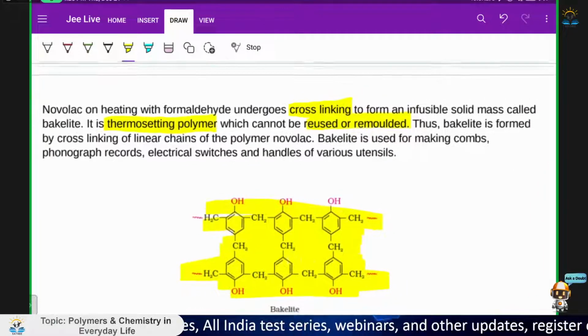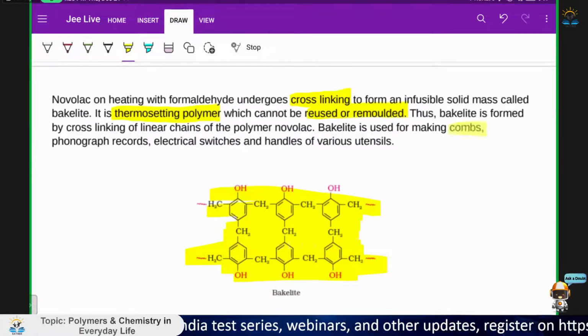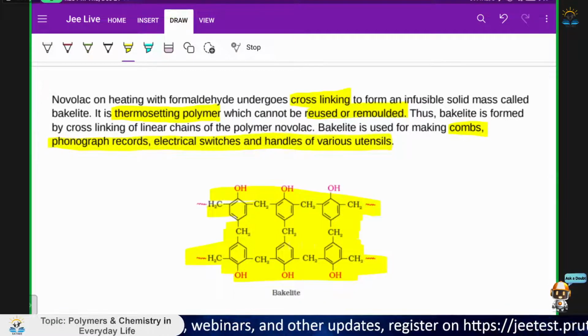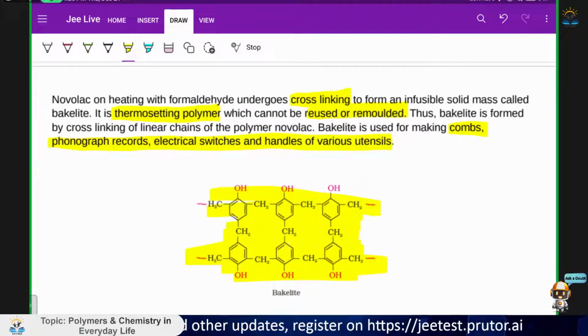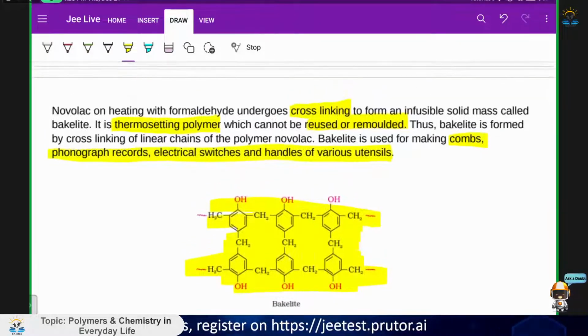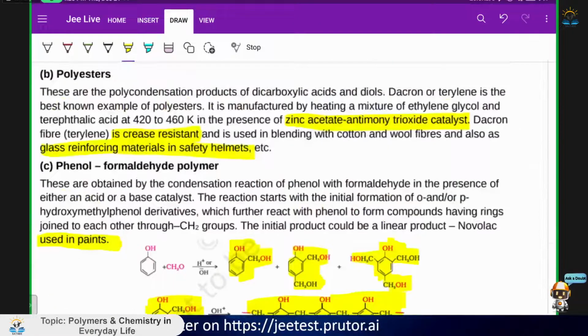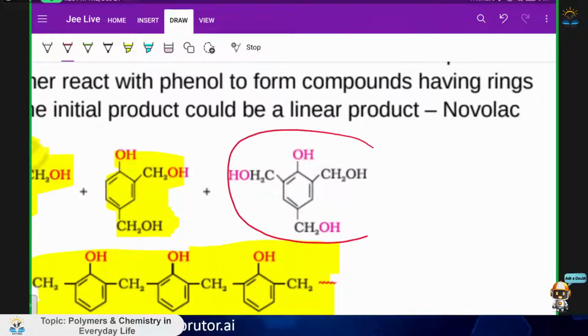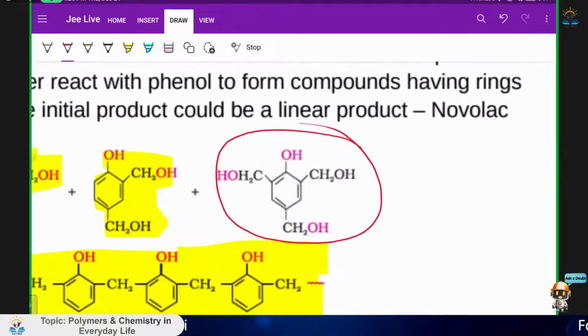So it is used for what? Used for making combs, phonograph records, electrical switches, and handles of various utensils. We said Novolac is used in paints. Bakelite is a thermosetting polymer, so it is used in combs, switches, handles of various utensils. Or we can simply say bakelite is the condensation polymer of this isomer. This product polymerizes and tends to form bakelite.